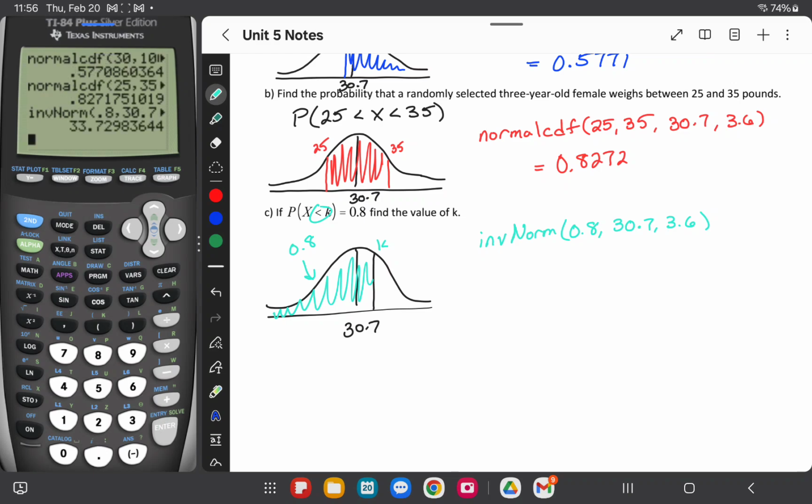And we're going to find out that k is equal to 33.73. Which would have an area, like it says, of 0.8 to the left. In other words, that would be the 80th percentile. So to kind of think of it in the context of percentiles, that would put you at the 80th percentile.